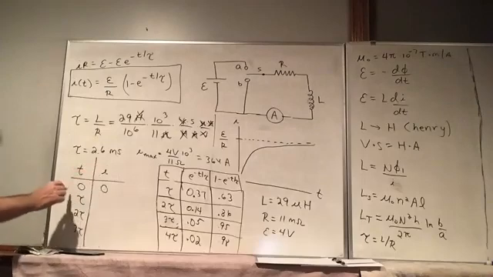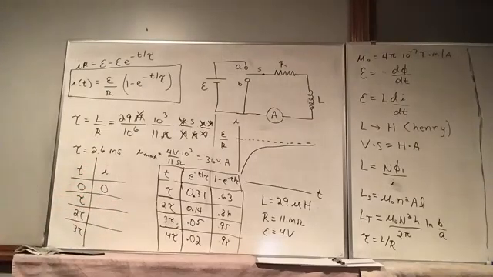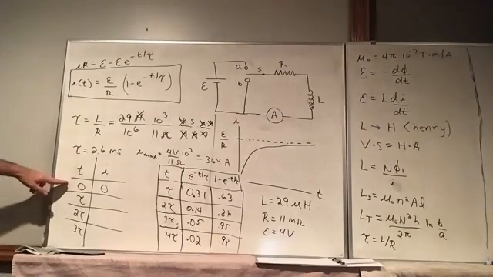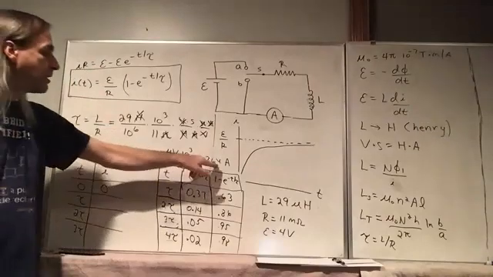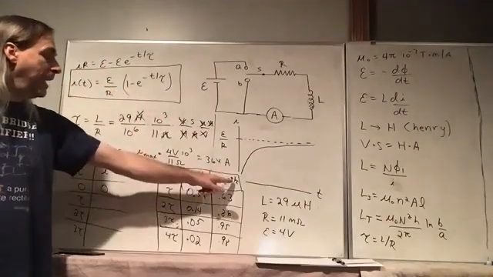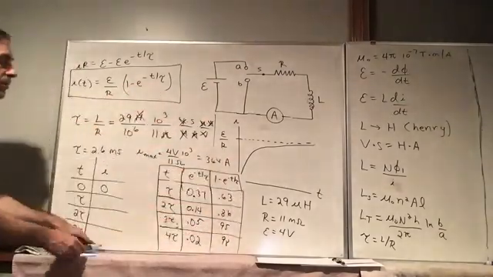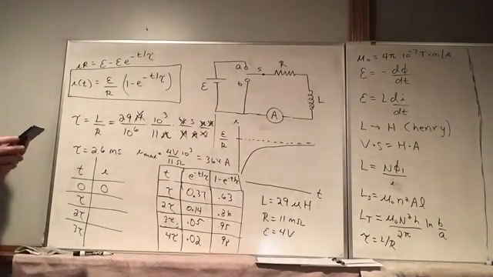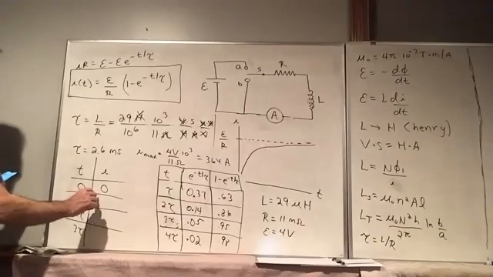Can really only fit 3 here without cramming it in too much. So let's look at our current as a function of time. So at 0, current is 0. After 1 time constant, we take our maximum, which is 364 amps, and 1 minus e to the minus t over tau, that's this column. So we do 364 times 0.63. So this is about 230 amps.